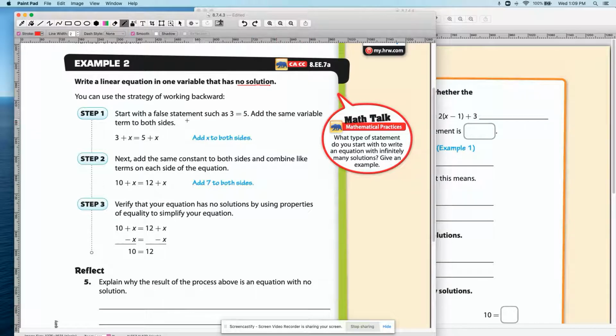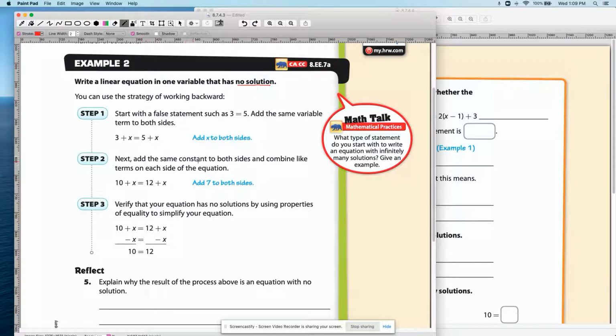And then it says add the same variable term to both sides. Okay, they started with 3 equals 5. They added x to both sides. All right. You can't add x to one side and 3x to the other because that won't work. It has to be equal.